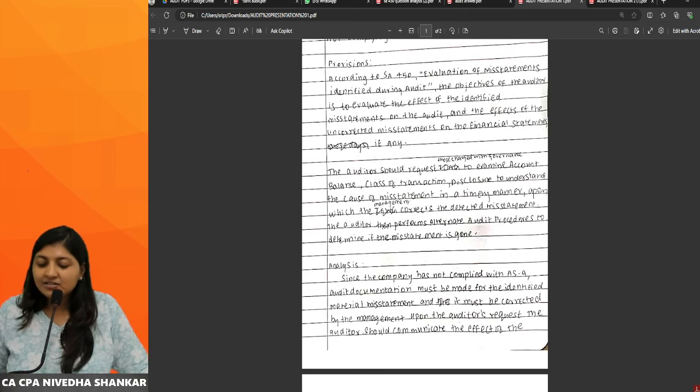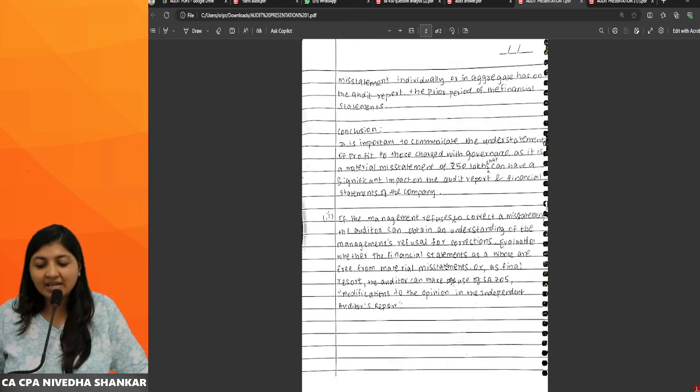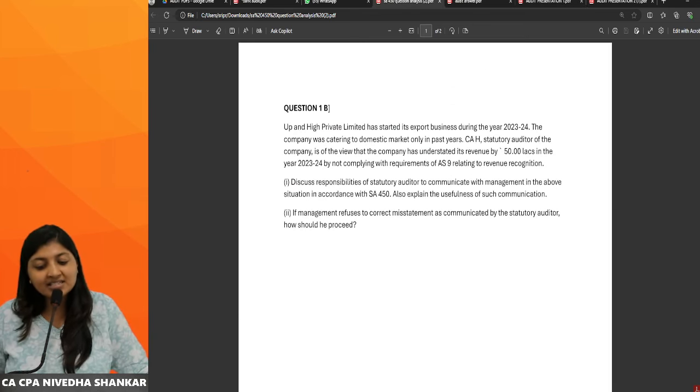Since the company has not complied, audit documentation must be made for the identified material misstatement. Audit documentation, written representation, all of those things are later. But before that, reasons have to be obtained. See here in the end, 705 modifications, all this at a later stage. This is correct, 705 is a later stage. But the question is specifically asking, if management refuses to correct the misstatement, how should he proceed?